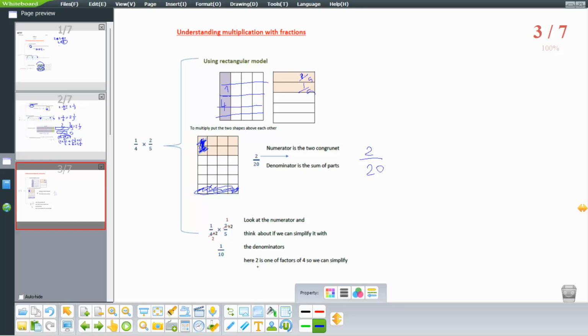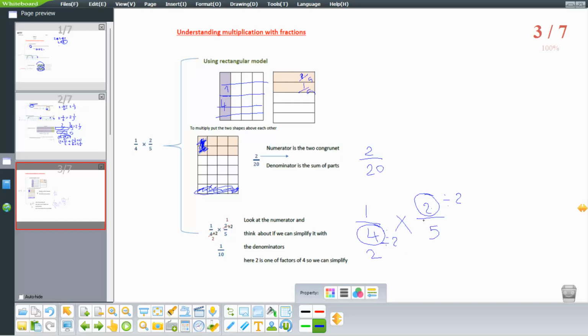Okay. Let's see 1 over 4 times 2 over 5 if I use the normal way in multiplication. Here we are going to look at the numerator. If the numerator can simplify with one of the numbers in the denominator, we can simplify. Here we have 2, which is one of the factors of 4. Our 4 is a multiple of 2, right? So we can divide by it. Yes, divide by 2.